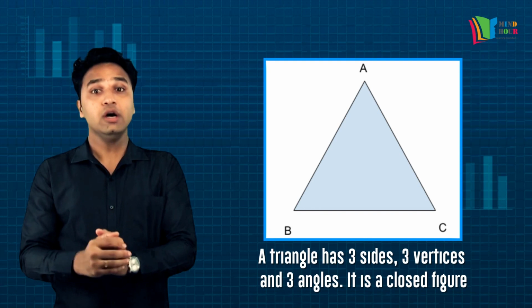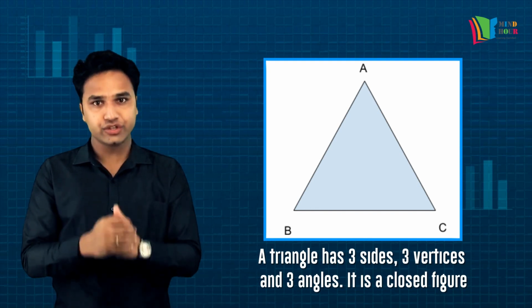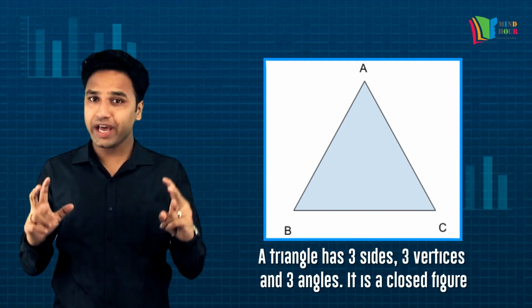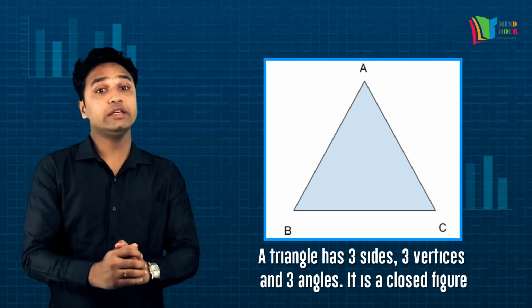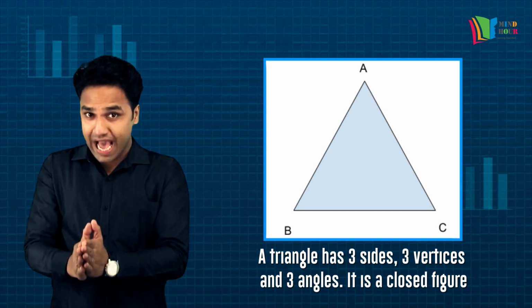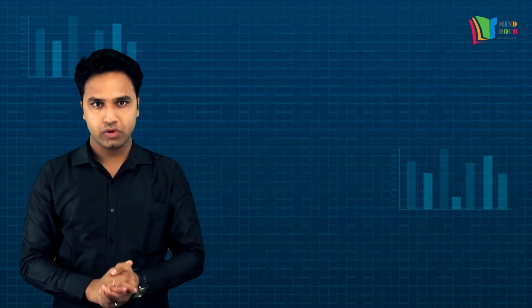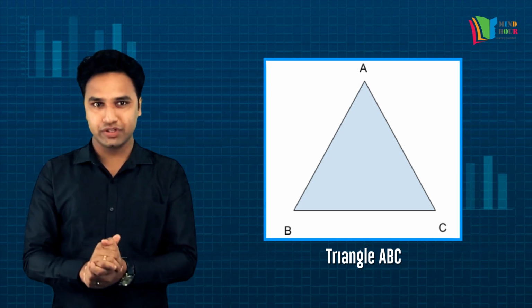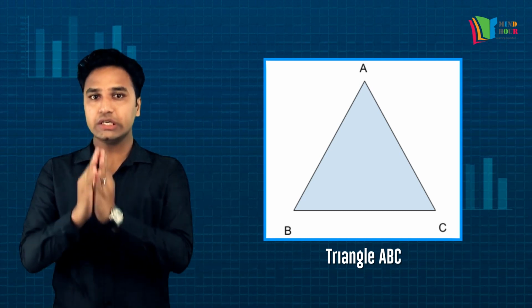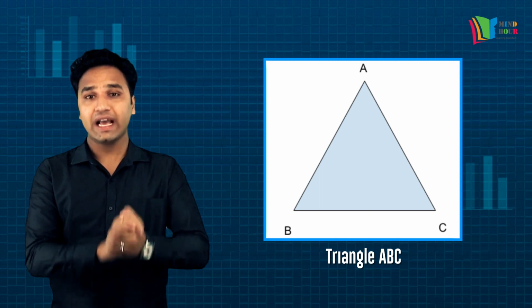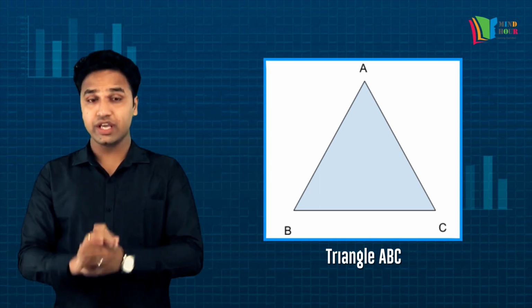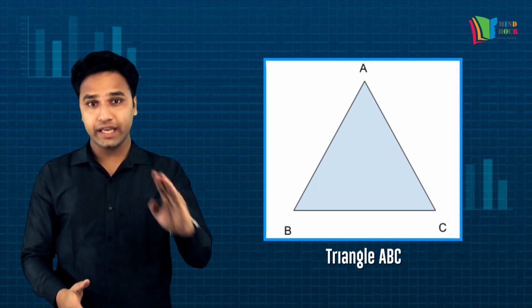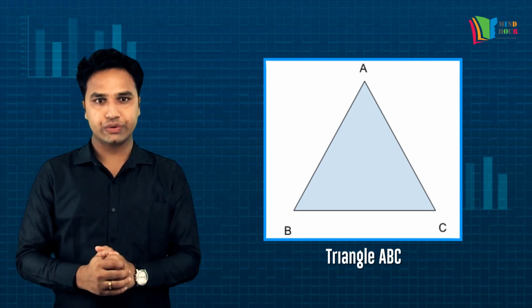Reminder session. We all know what a triangle is. A closed figure formed by three intersecting lines is called a triangle. Tri means three. A triangle has three sides, three angles, and three vertices. For example, in triangle ABC, AB, BC, CA are the three sides, angle A, angle B, angle C are the three angles, and A, B, C are three vertices.